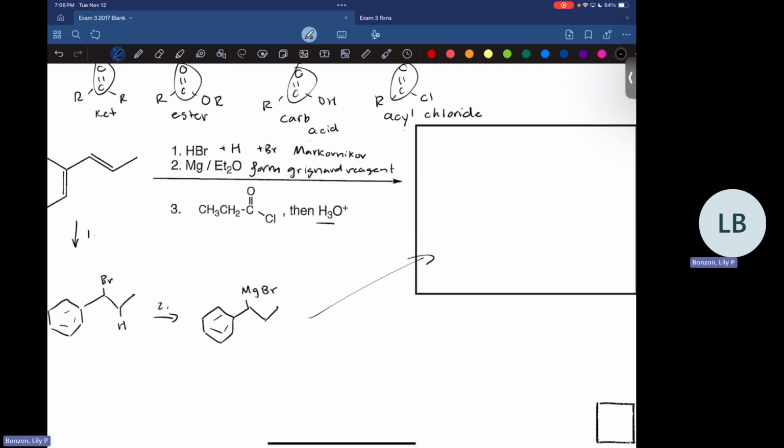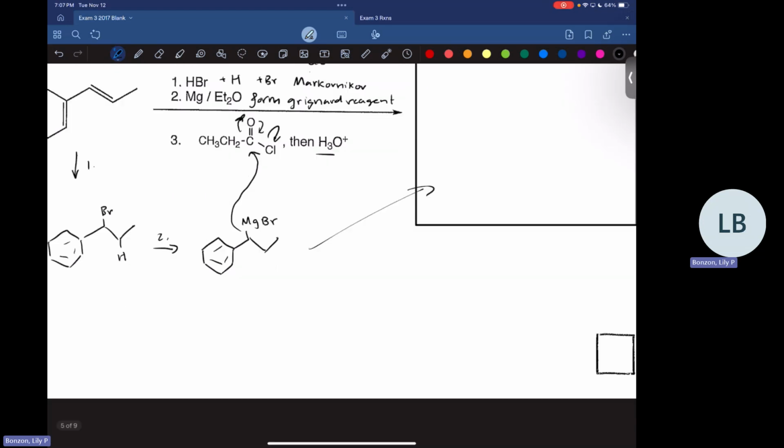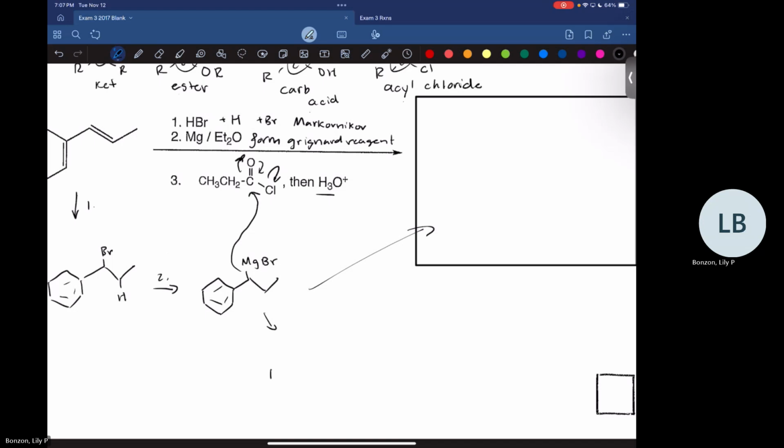So this is going to be a Grignard reaction. It's going to attack at that carbonyl carbon, and the oxygen is going to get pushed up into the O minus. But then for this specific reagent, the acyl chloride, the O minus is going to come back down and reform the double bond and kick out the Cl. So I'll draw it out for you a little bit.